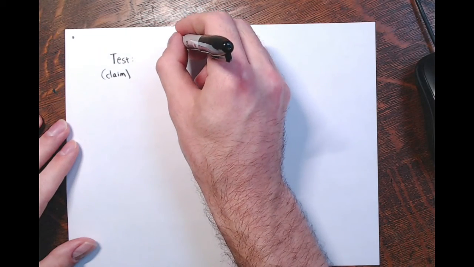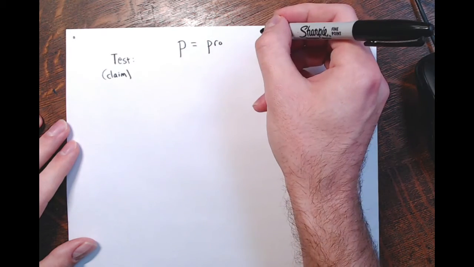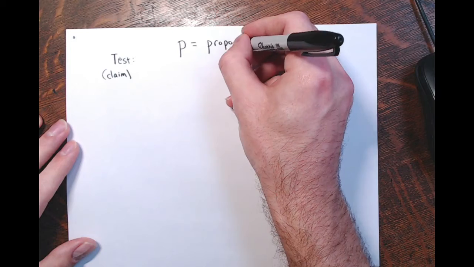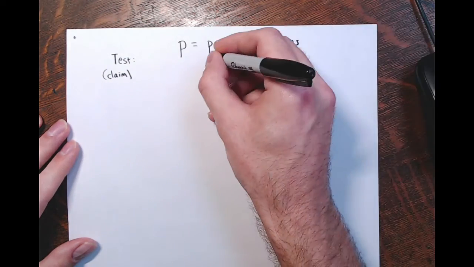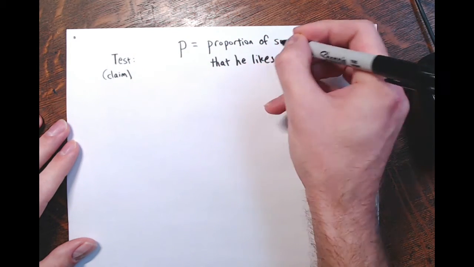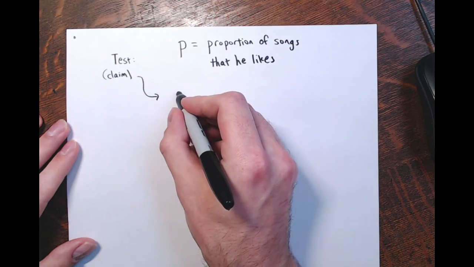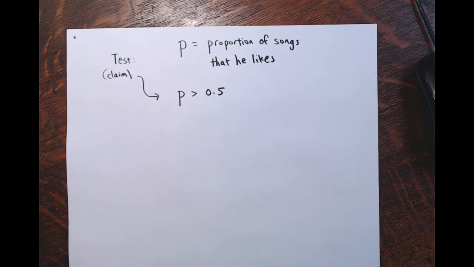So if I say p is the proportion of songs that the algorithm finds for him that he likes, then what he's wondering is: is this proportion greater than 50%? Does it suggest a song that I'll like more than half the time? That's more often than not.